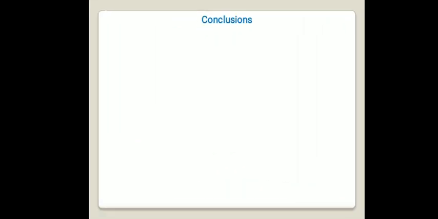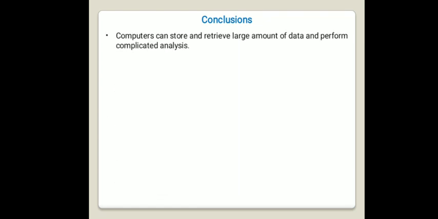So let's conclude our discussion. Basically, biology and computing are both changing rapidly. Although computers can store and retrieve large amounts of data and perform complicated analysis in a very short period, the major limitation is that they lack decision making power and are not sensitive like the human brain.